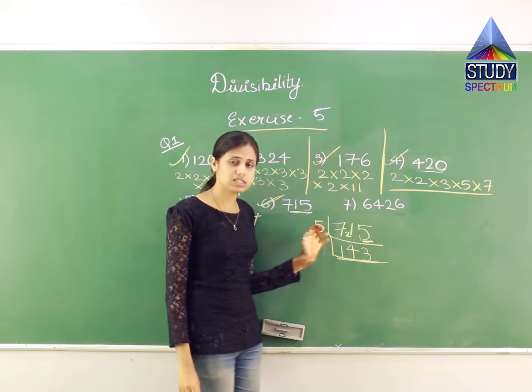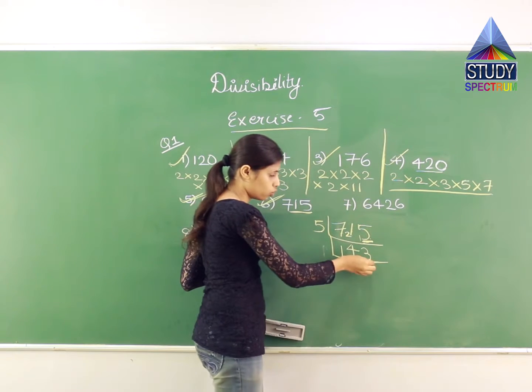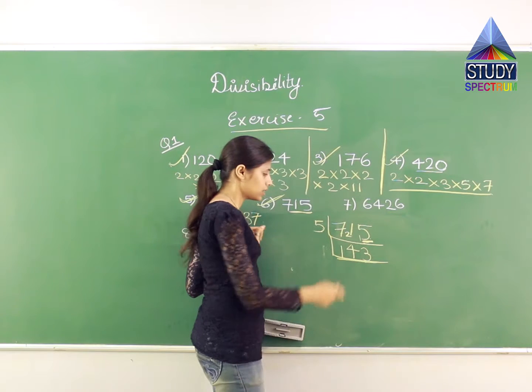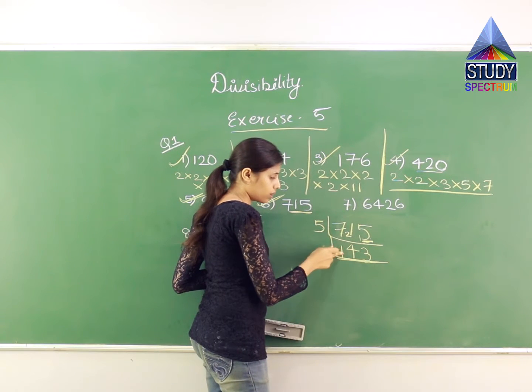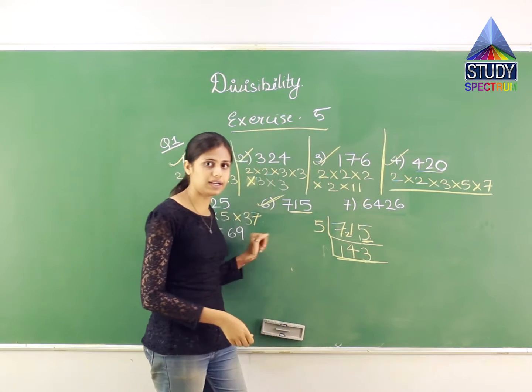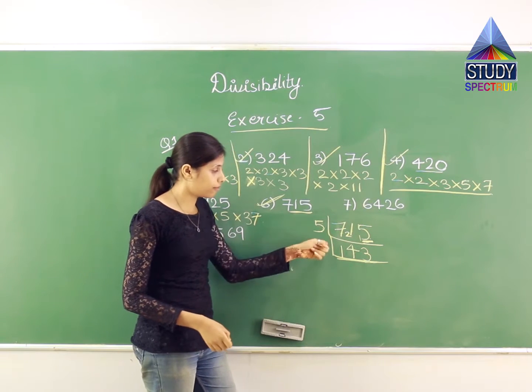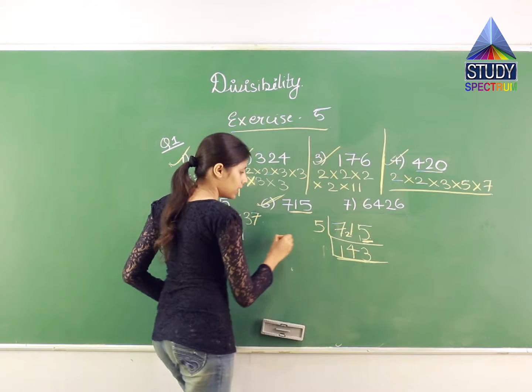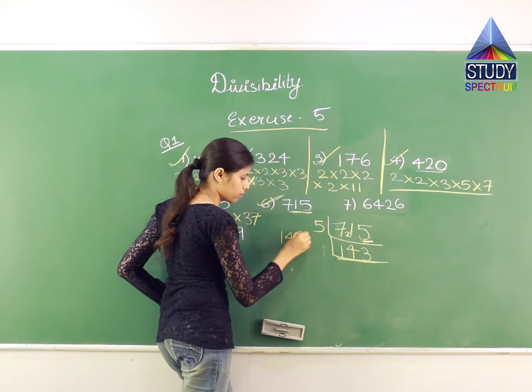So can this number be 2? No, because a number divisible by 2 has an even number at the end, and I don't have an even number at the end. Then can it be 3? 3 plus 1 is 4, 4 plus 4 is 8. It is not possible. As you go on, you won't find any number except 13. Let us check by 13.